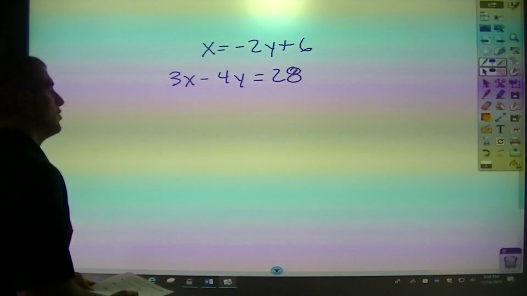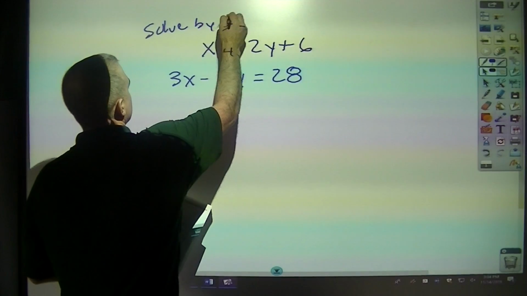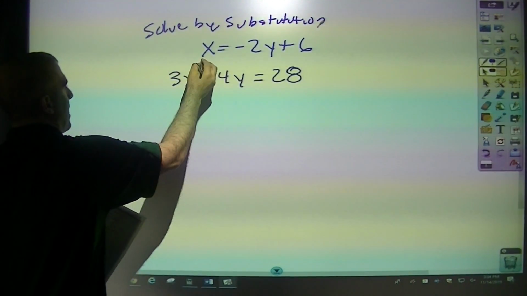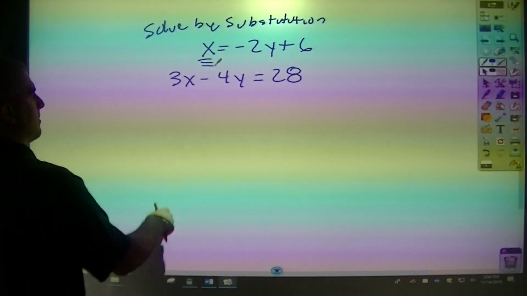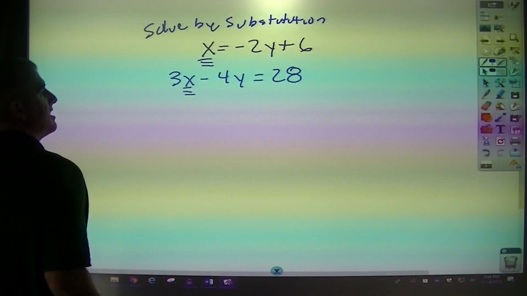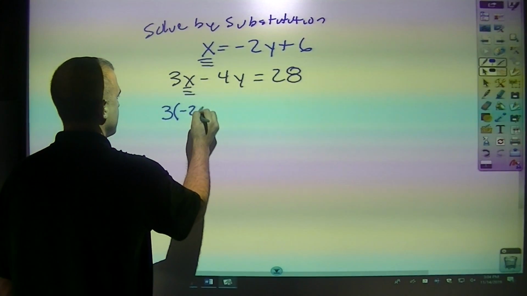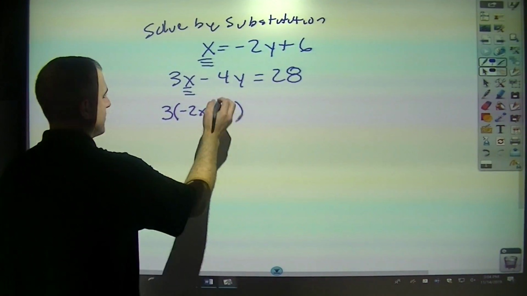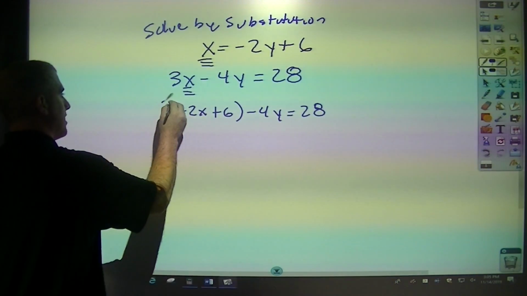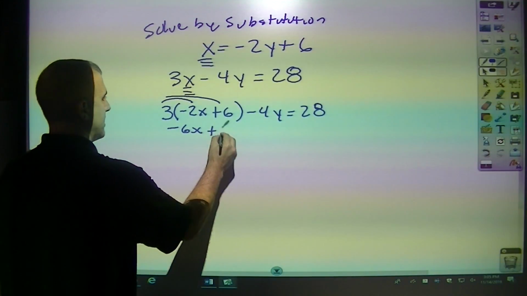Okay, so the reason why we use solve by substitution is that one of the letters is by itself. So this is the letter we're going to substitute for. So I am going to take this and put it into this equation. So what's going to happen is 3 parentheses negative 2y plus 6. I still have a minus 4y equals 28. Okay, I take this number and I distribute it. 3 times negative 2 is negative 6y. 3 times 6 is 18.